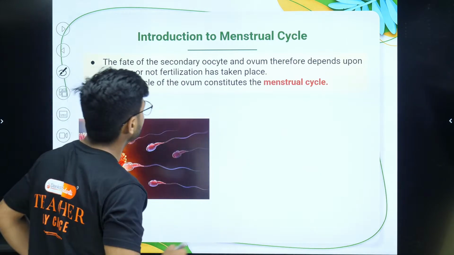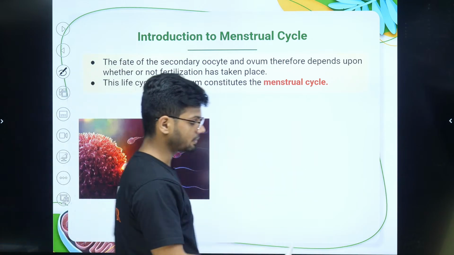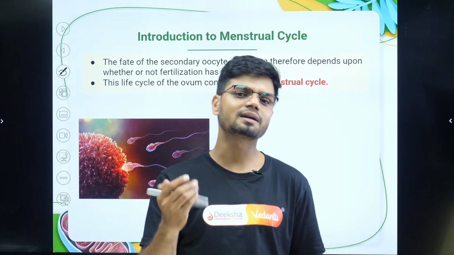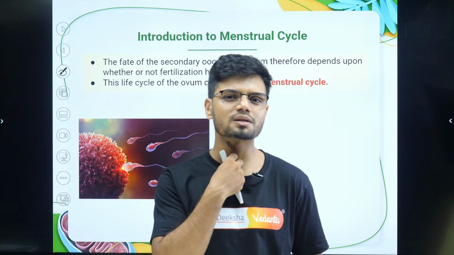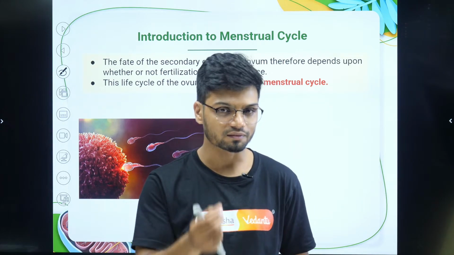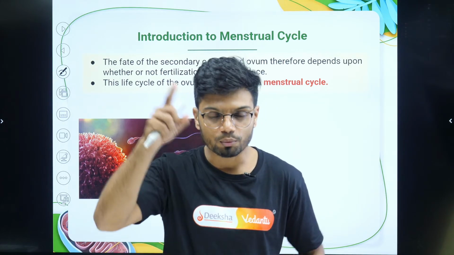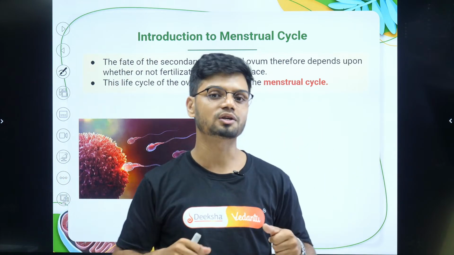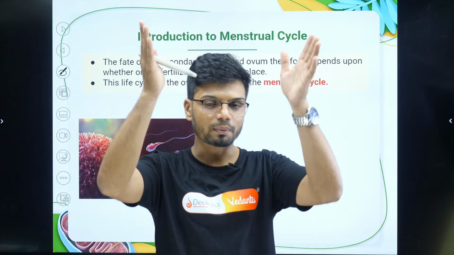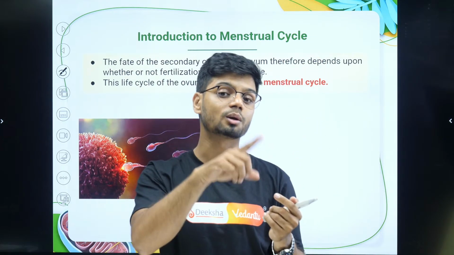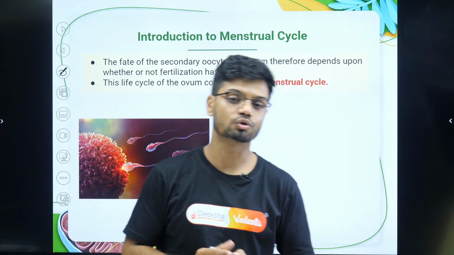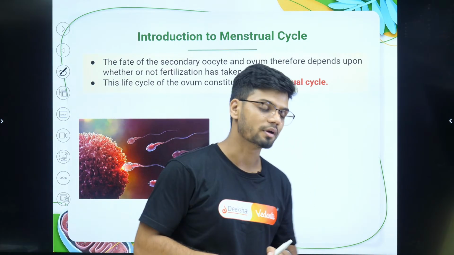Very important. Now, what happens if the fertilization doesn't take place? We talked about fertilization. Now, what if the fertilization event doesn't happen? If the fertilization doesn't take place, the endometrium lining, which is preparing for implantation, won't get implanted. If implantation doesn't happen, the endometrium layer of the uterus will rupture. It will come out through the uterus, and we call it menstruation.